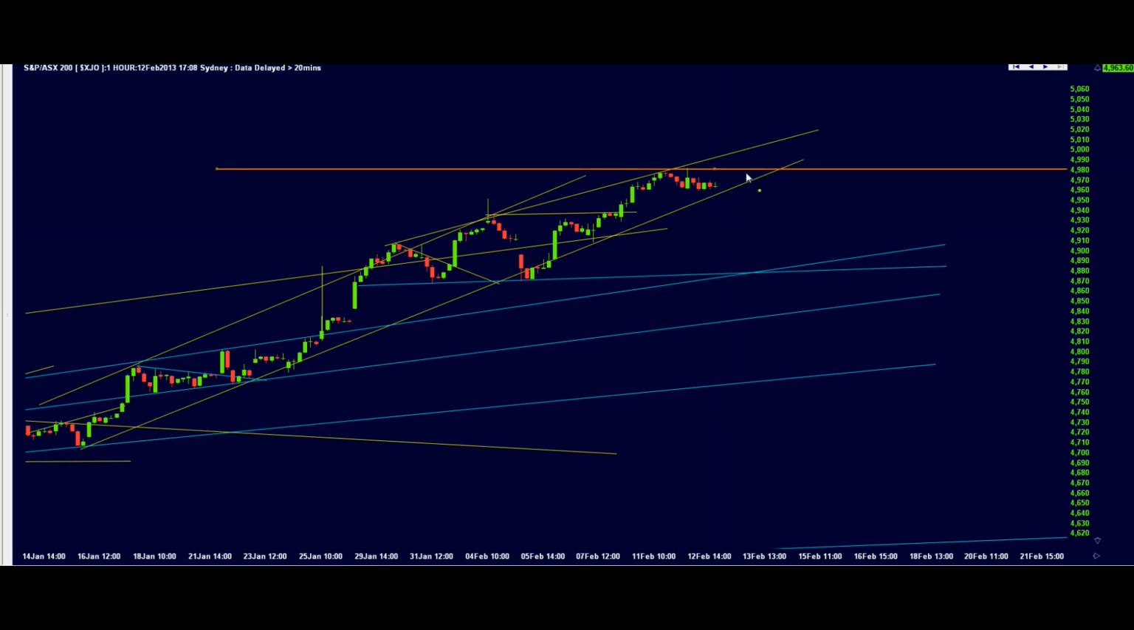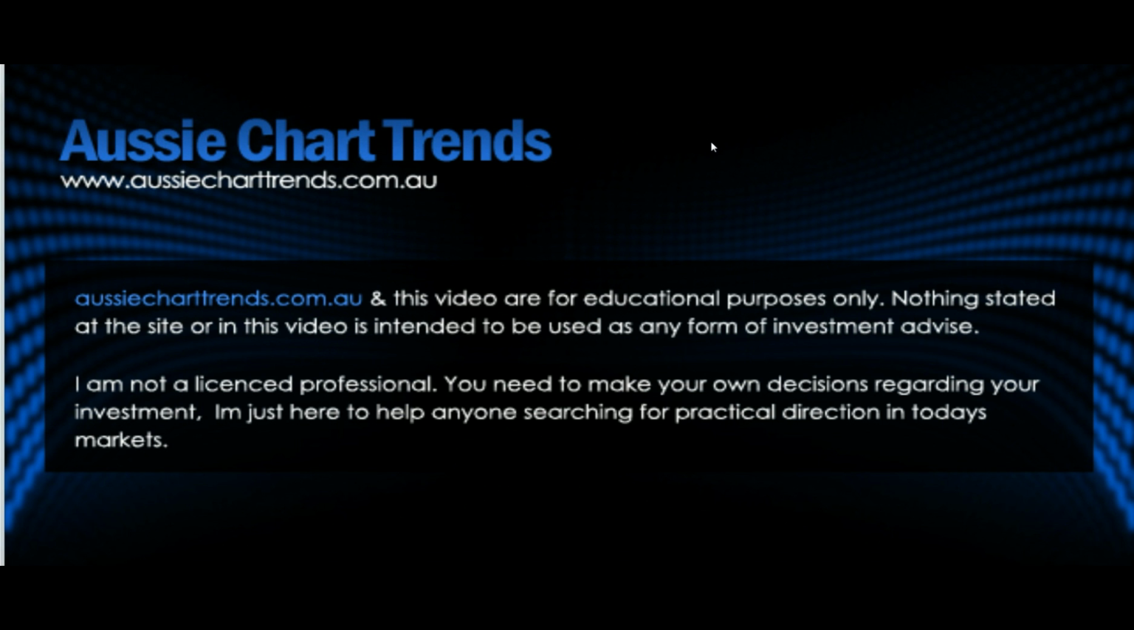In the next 2 trading days or so, we should definitely see whether the ASX 200 is going to have a crack at getting over this area again, or if we come down to take this yellow line out. That pretty much wraps up today's market update for Tuesday the 12th of February 2013.